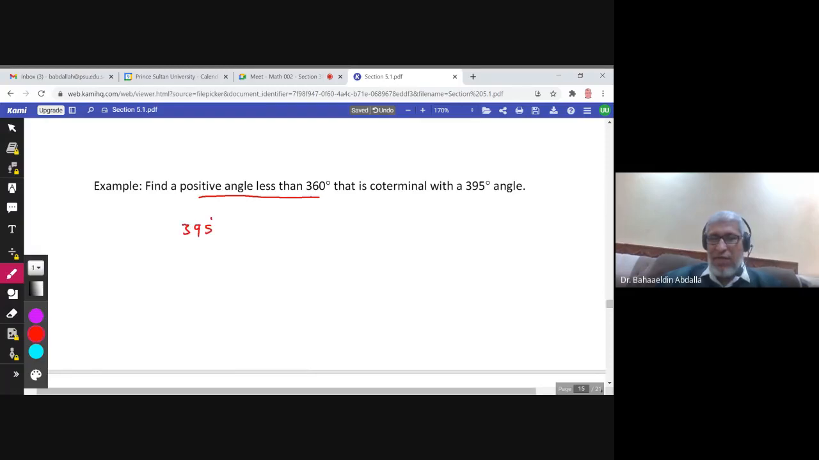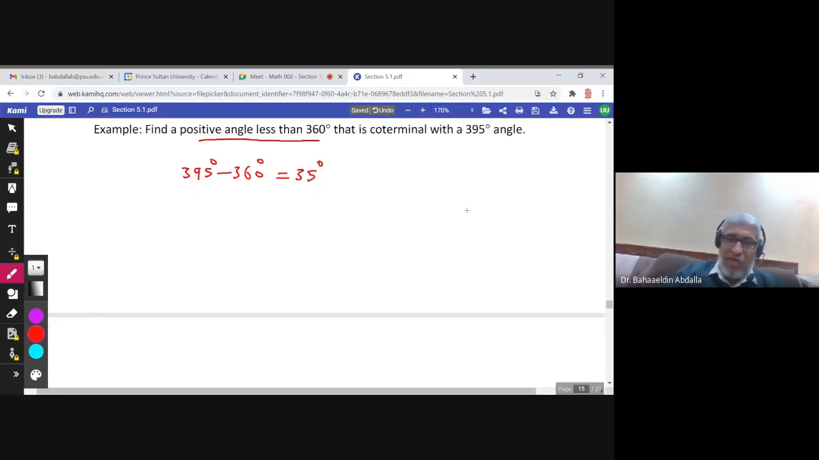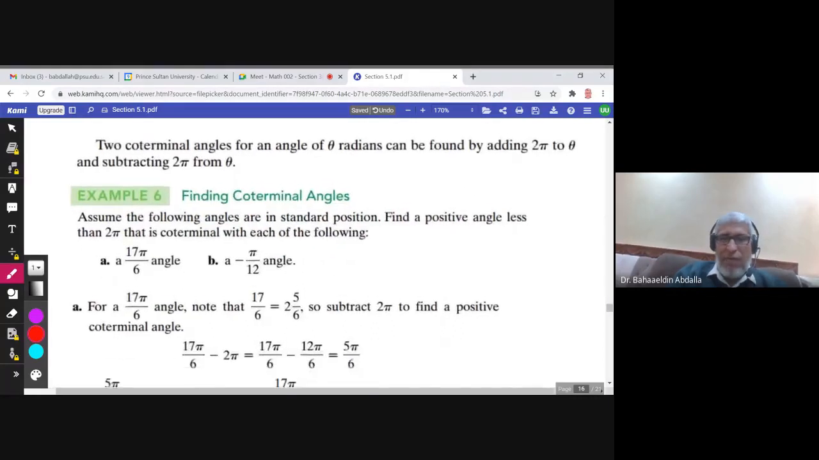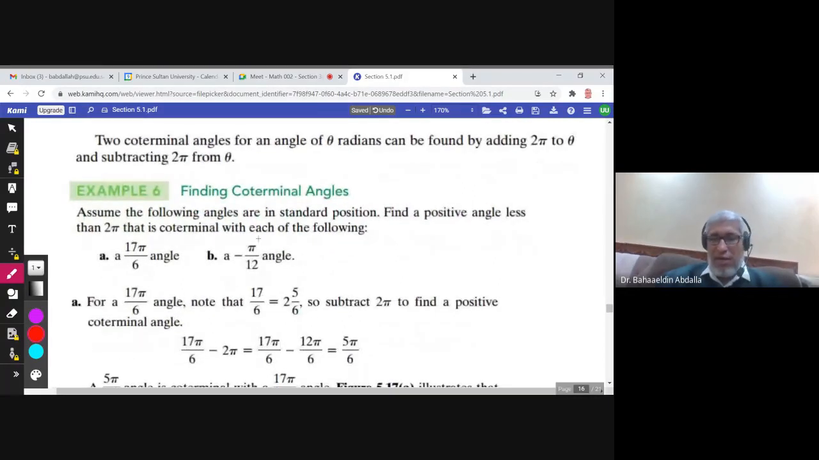395 is greater than 360, so you subtract and you get 35, I believe. Yeah, 35. So 35 degrees is the positive angle less than 360, which is coterminal to 395. What about the radian measure?